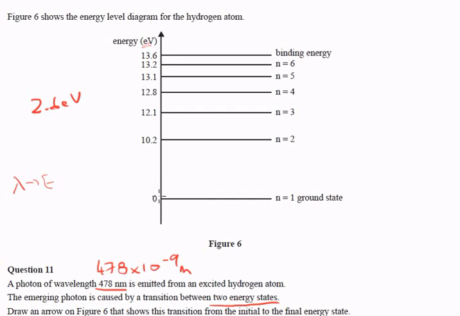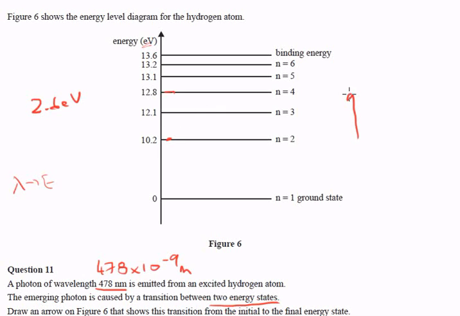Well, if it ended up here and it came from anywhere else, the gap's going to be bigger than 10.2. So it didn't end up here. The gap between here and 12.1, that's 1.9. The gap between here and here is 0.7. And the gap's getting smaller and smaller up here. The gap 2.6 is actually between here and here. 12.8 minus 10.2 is 2.6. Okay, cool. We've got the gap.